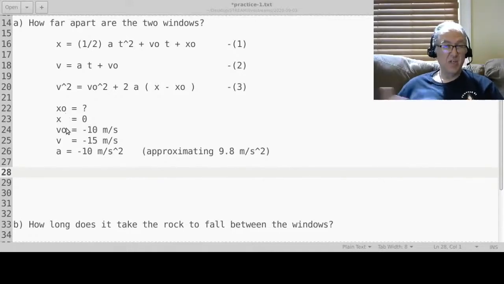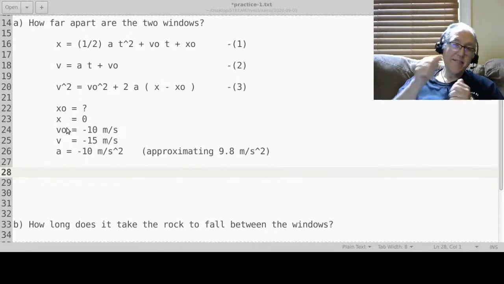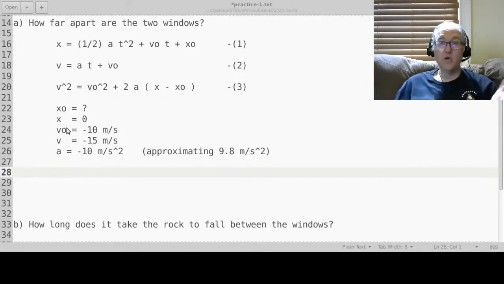x, that's the final position. That's the position after a time t. That was at window number 2, and that's where we put the 0 of our ruler. And again, you could have done it the other way around. In this case, x naught would have been 0, and x would have been question mark. Perfectly legitimate choice.